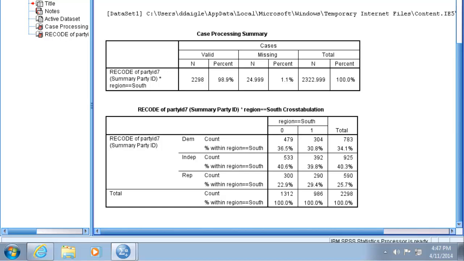Remember, we are interested in comparing these percentages to the percentages of each category of our independent variable. So focus your attention now on the two categories of the independent variable, or the columns. You will notice that a higher percentage of people residing in the South identifies Republican. So 29.4% Republicans compared to an expected percentage of 25.7%. And a higher percentage of those not residing in the South identifies Democrat.